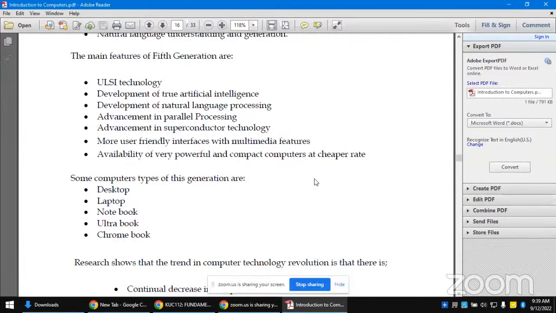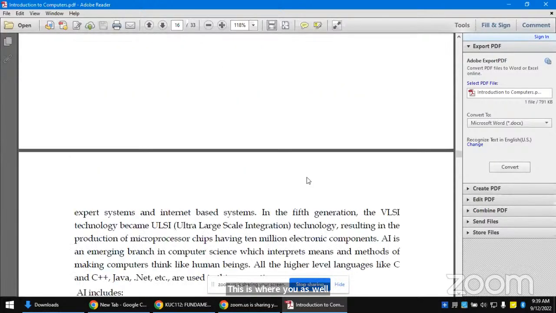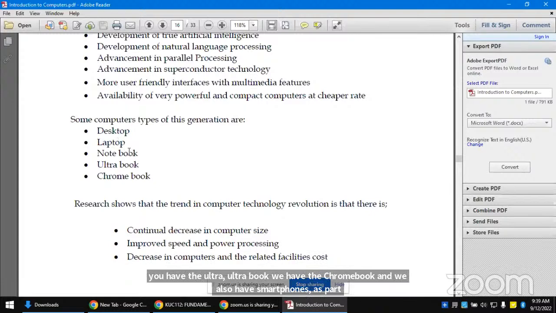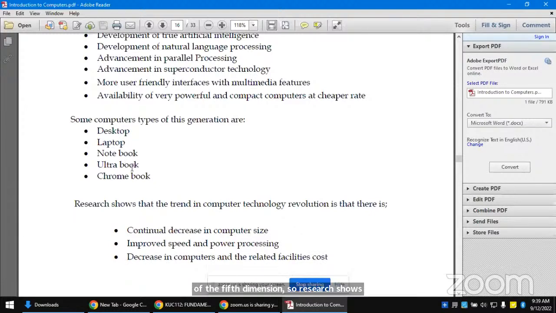Looking at these, this is where your fifth generation falls, and even your phones fall in, because we have the desktop computers, laptops, notebooks, ultrabooks, Chromebooks, and smartphones as part of the fifth generation. Research shows that the trend in the computer technology revolution is the following: a continual decrease in computer size.